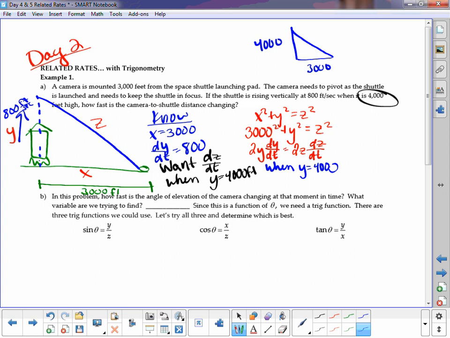Great question. My x value, that distance is not changing at all. So as the rocket goes, it's still horizontally 3,000 away from it. My y is a changing value. Z is a changing value. So after you take the derivative, then you can plug in the y. After we take the derivative, then we're saying, all right, pause. Let's plug it in at this particular point in time.